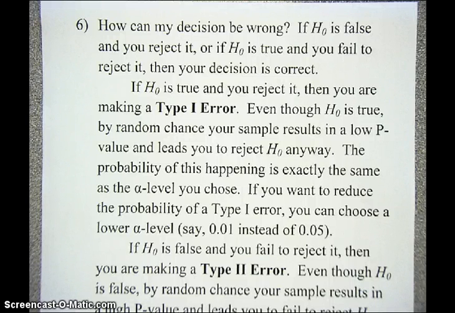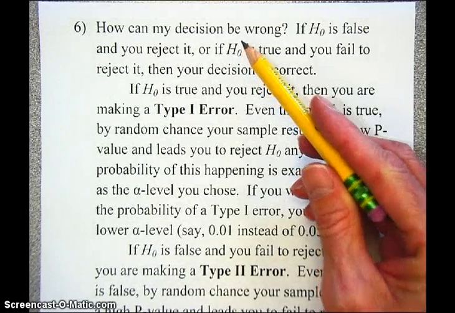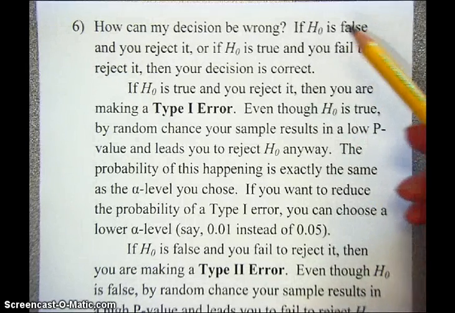This video answers some more frequently asked questions about tests of significance. How can your decision be wrong? Well, you're going to make a decision about whether you reject the null hypothesis or fail to reject it. And when you make that decision, there are consequences.